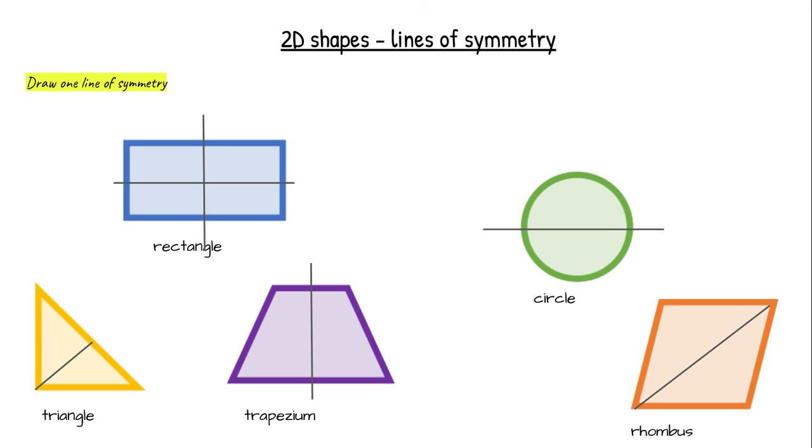Before this activity, you only have to focus on one line of symmetry. So look closely at the shape, decide where it could be folded in half, and that's where you draw your line of symmetry.